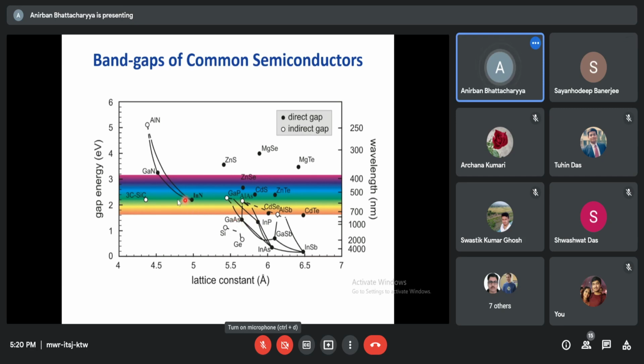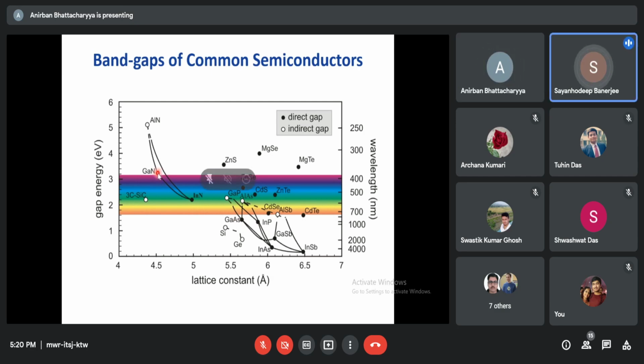How about here? What is this? Can you see gallium nitride here? Gallium nitride. And what is this? Indium nitride. So what is this line? Indium gallium nitride, the alloy. Can you see blue falls here somewhere? Yes, sir. All the blue LEDs that you see in the market are made out of this particular material.